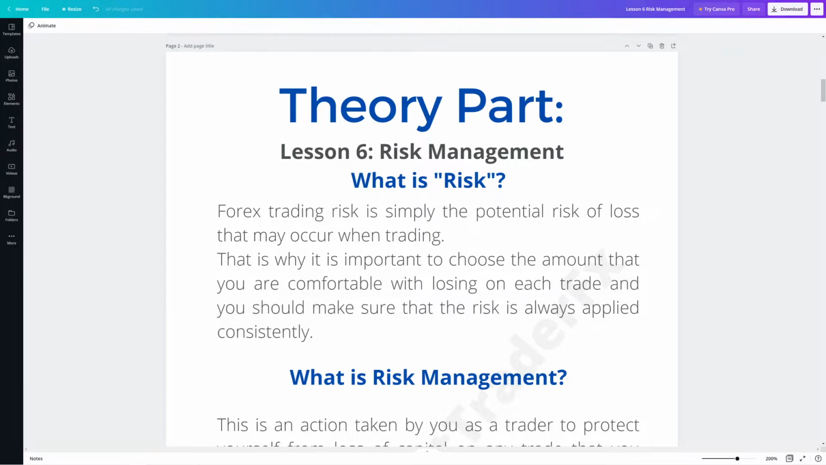So, on this one, as you can see, this is lesson 6, which is risk management. And as you can see, this is not our usual way of presenting the lessons, but Canva is also a good way of presenting the lessons in my regard because this is where I make all my PDFs.